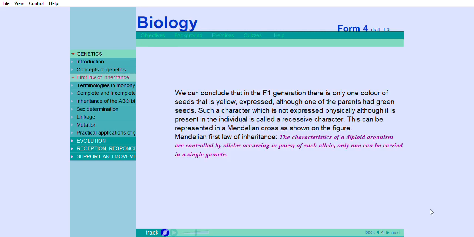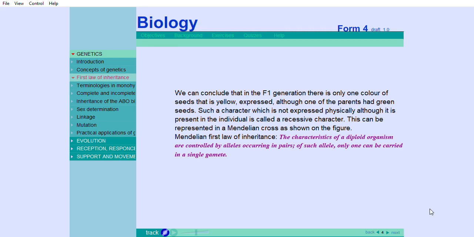We can conclude that in the F1 generation, there is only one color of seeds, that is yellow, expressed although one of the parents had green seeds. Such a character which is not expressed physically, although it is present in the individual, is called a recessive character. This can be represented in a Mendelian cross as shown on the figure.